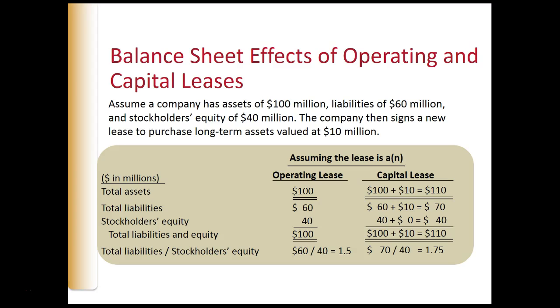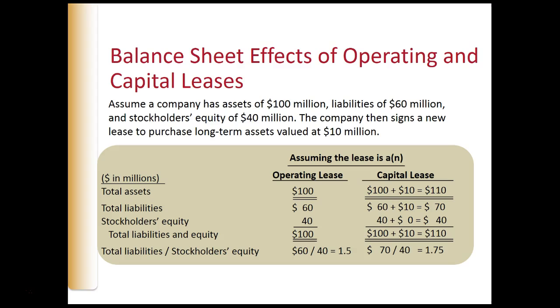Under an operating lease, the $10 million lease is not reported on the balance sheet. The company simply records rent expense as the payments are made, and this expense is reported in the income statement. Under a capital lease, the $10 million lease is added to both assets and liabilities to recognize the purchase of an asset and the incurrence of an additional lease liability.